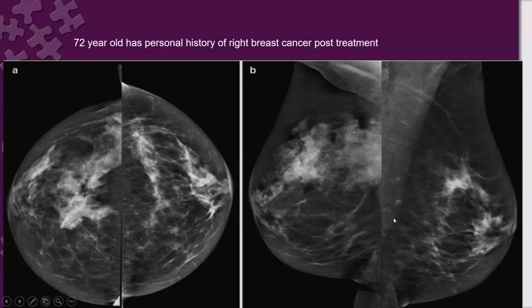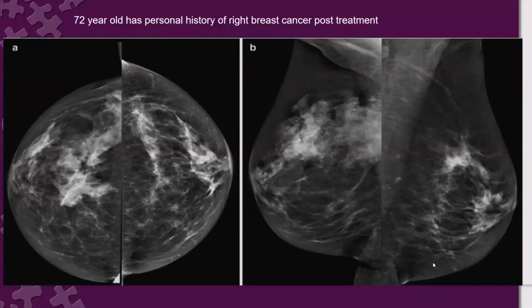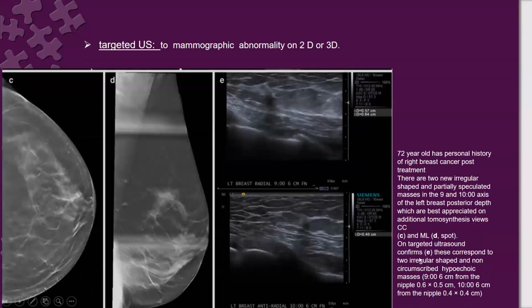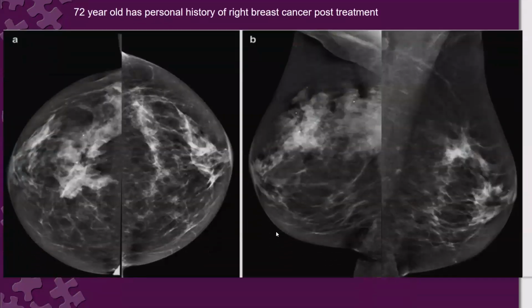No, it is seen on the MLO. Can you see it here? Is it clear in this image? Definitely on ultrasound these are cancer, but can you see it in this image? What is this image? What does it represent? What is the difference between this and this one?